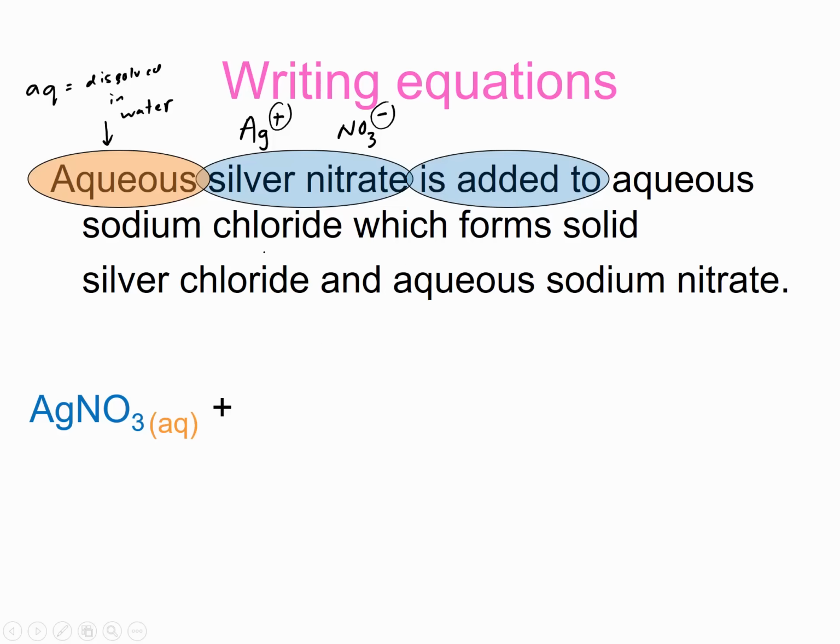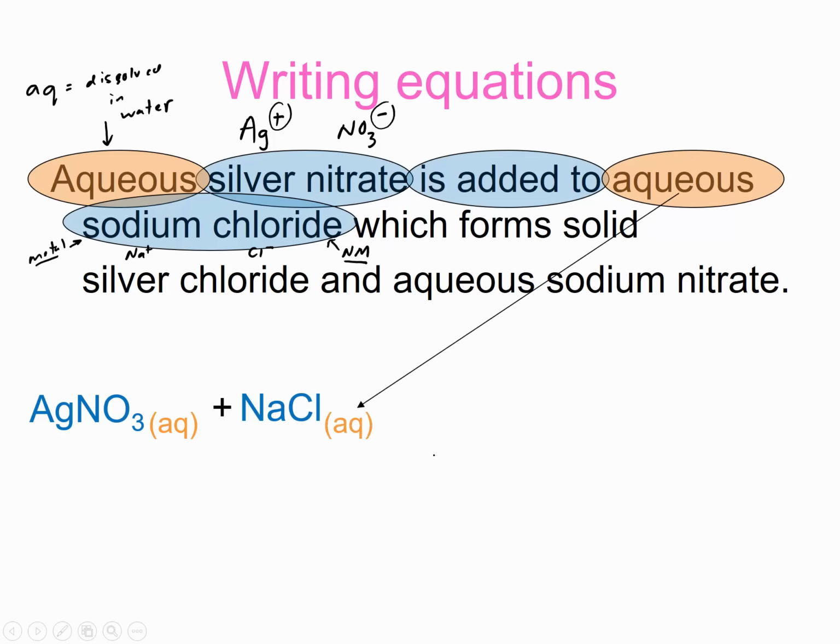Plus aqueous sodium chloride. Sodium is a metal and chloride is a nonmetal, so this is an ionic compound. It's going to be Na plus and Cl minus, and we would have gotten those from the columns, column 1 and column 7. So sodium chloride is going to be NaCl. And it says aqueous, so this is also dissolved in water. That's AQ. And it says which forms, so that's going to be our reaction arrow.